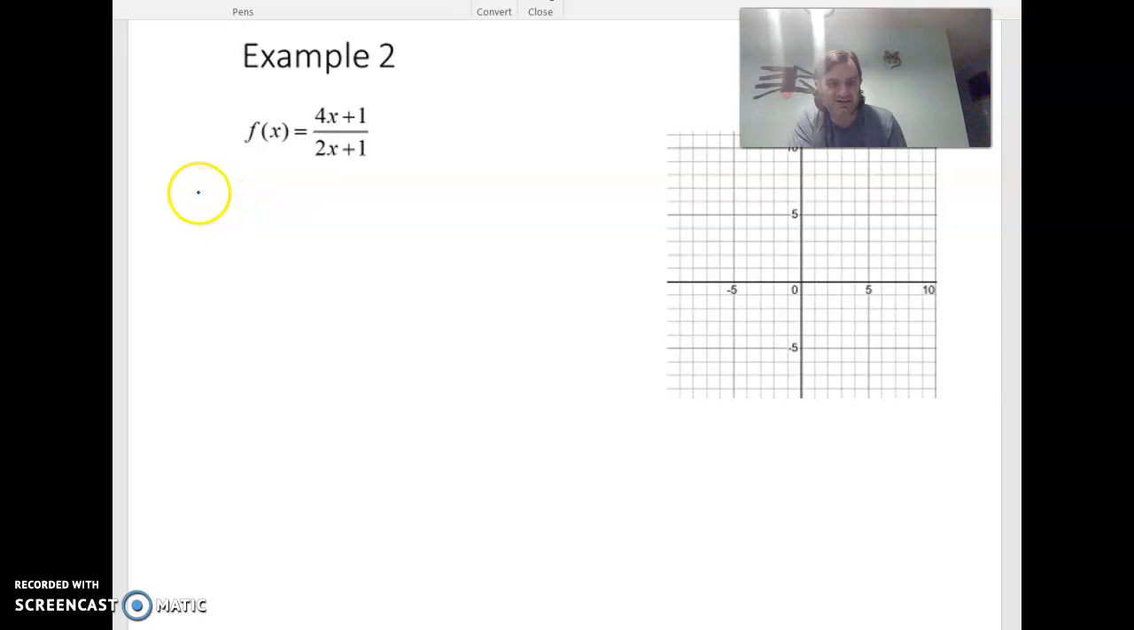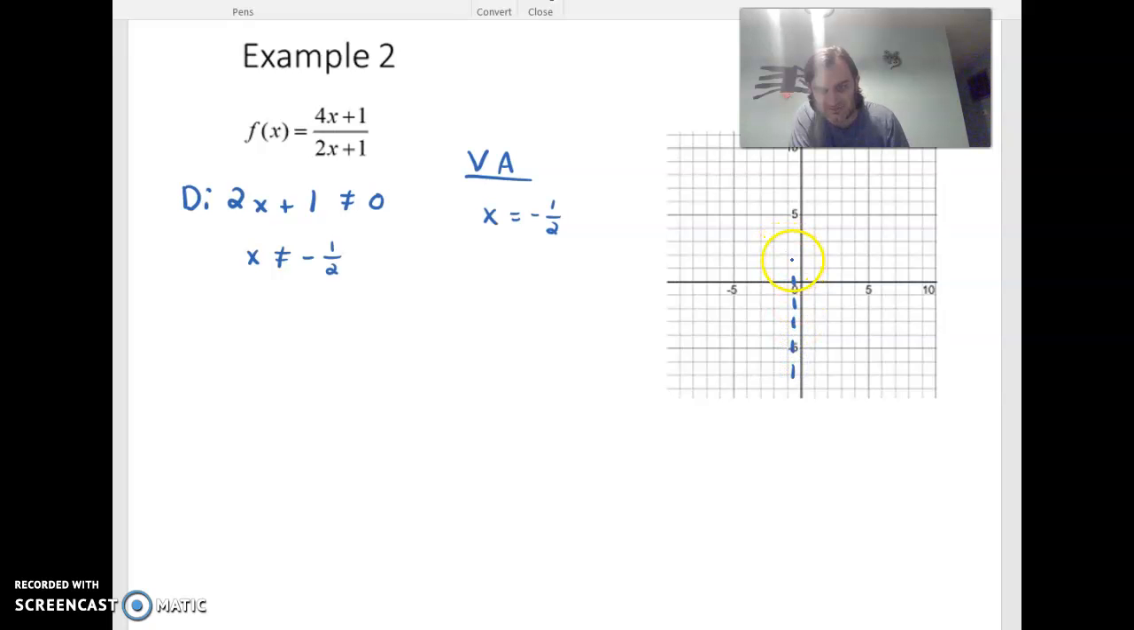So in doing this, I always start with my vertical asymptotes, but that comes from my domain issue. So I'm going to take my denominator, 2x plus 1, set it not equal to 0. When I solve that, I'll have x is not negative 1/2. So that's my domain problem. So that leaves me a vertical asymptote at that domain problem of negative 1/2. So I'm going to go ahead and drop that into my little graph over here so I don't forget about it.